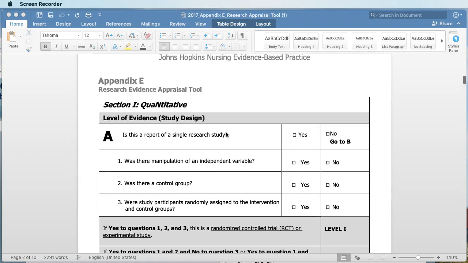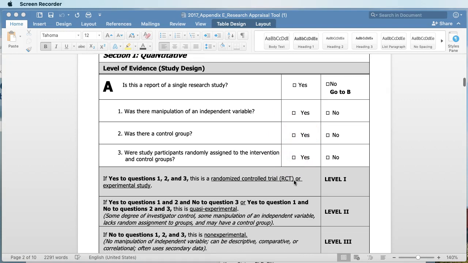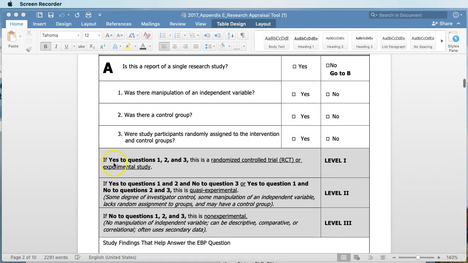But for the moment, we're going to say that it is a single research study. There was manipulation of an independent variable. There was a control group, and they were randomly assigned. So as I come down, it says if yes to questions 1, 2, and 3, this is a randomized controlled study, experimental study. It's a level 1. Done. You're done with this section.